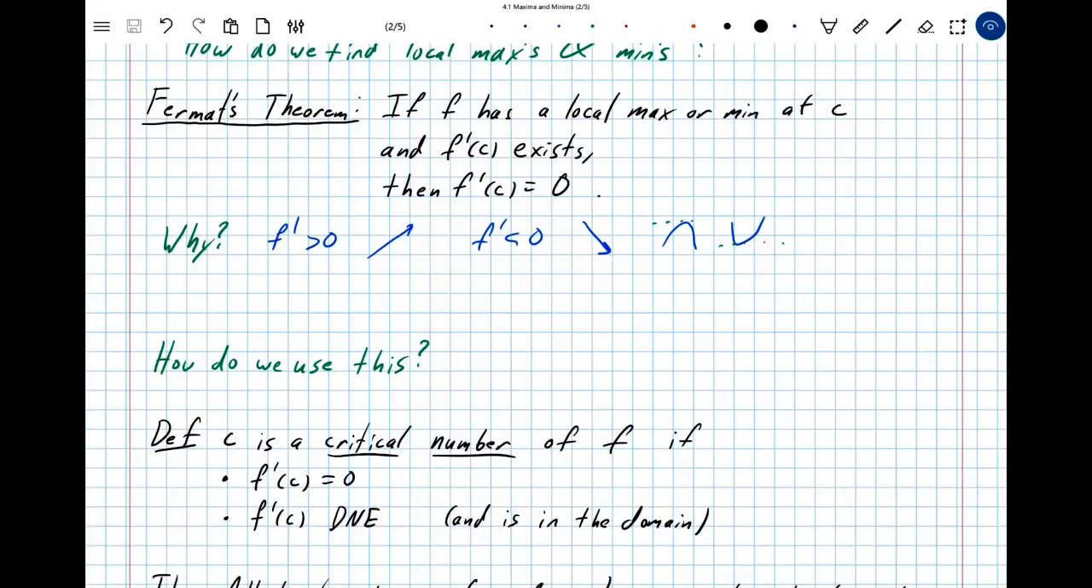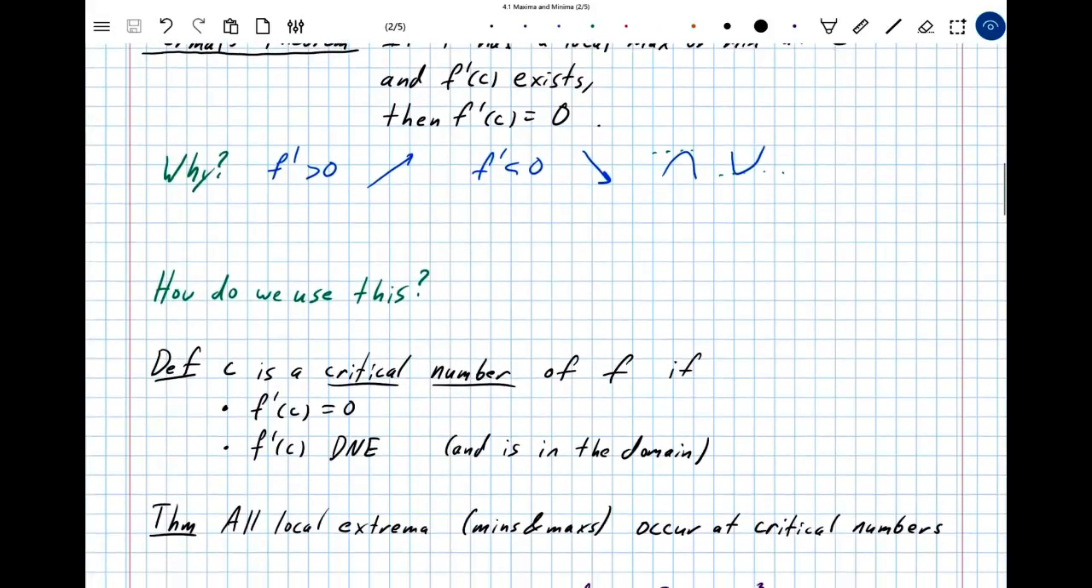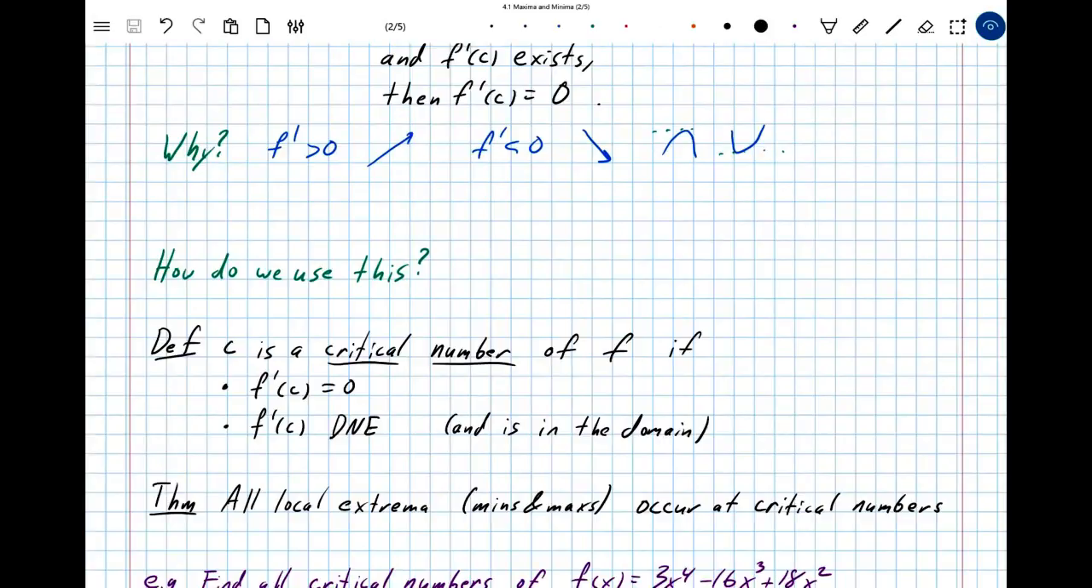Okay, how do we use this to find a minimum or maximum? We need one more definition and one more theorem. If c is called a critical number of a function f, well, I'm looking for local maxes or mins, so what could possibly happen? Fermat's theorem tells me that I should check where the derivative is 0. But there's one case where Fermat's theorem doesn't apply, and we should check that also. So we should also check where the derivative doesn't exist. And by the way, these should all be in the domain.